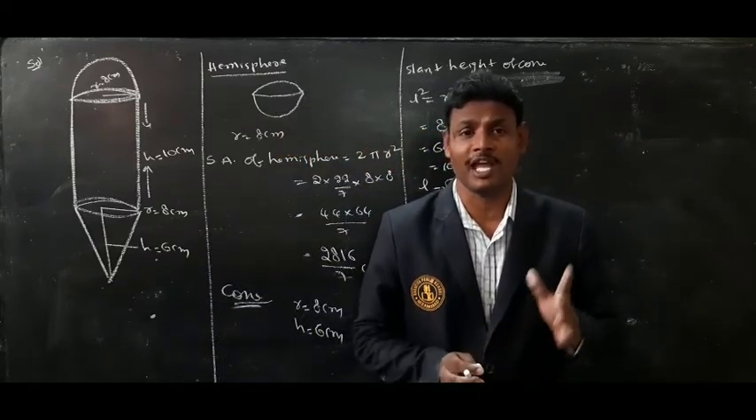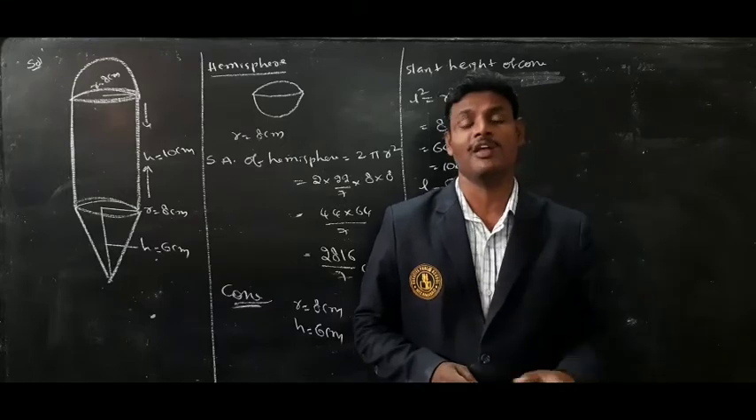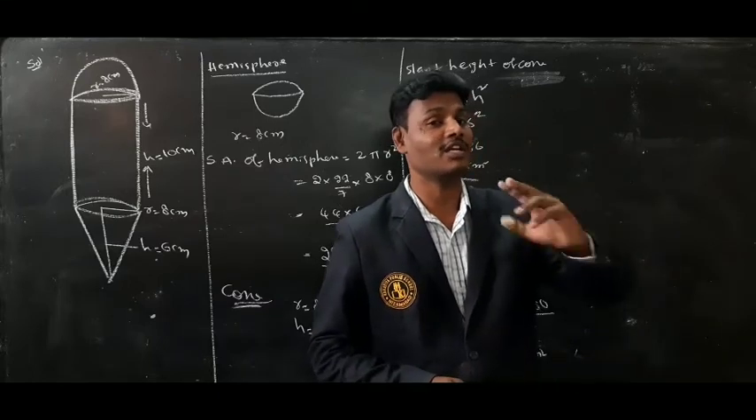Next, what do I need? I need the curved surface area of the cylinder. Why? Because the solid is a combination of three figures.